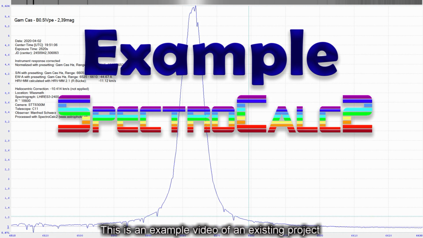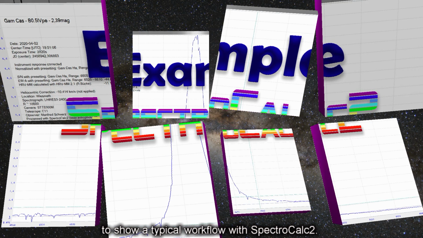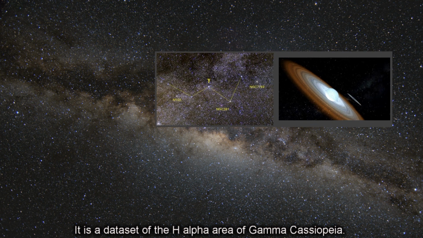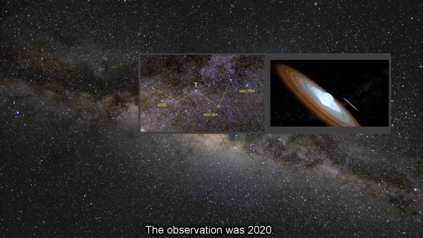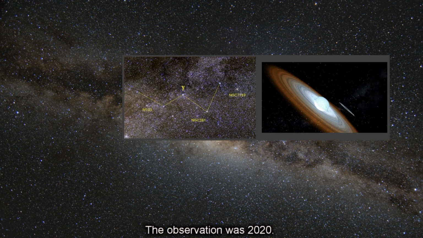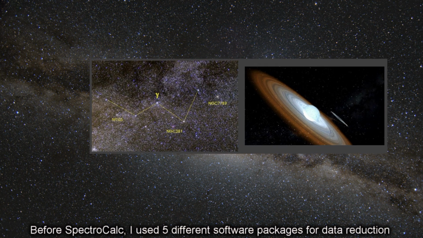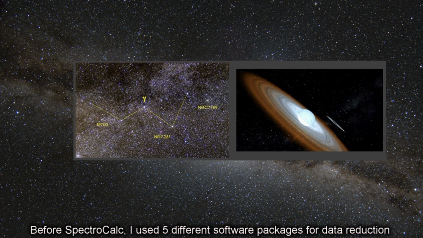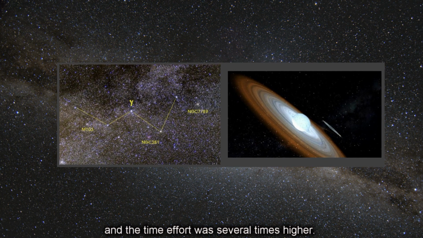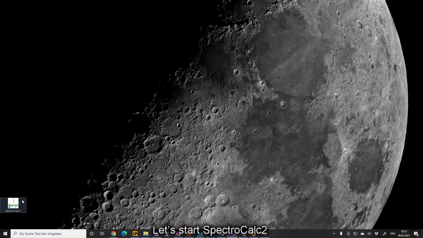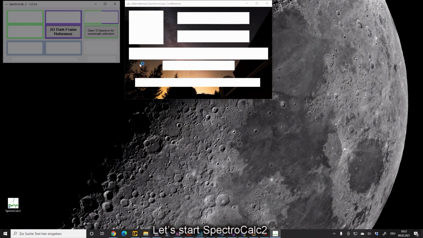This is an example video of an existing project to show a typical workflow with SpectroCalc2. It is a dataset of the H-alpha area of Gamma Cassiopeia. The observation was in 2020. Before SpectroCalc, I used 5 different software packages for data reduction, and the time effort was several times higher. Let's start SpectroCalc2.